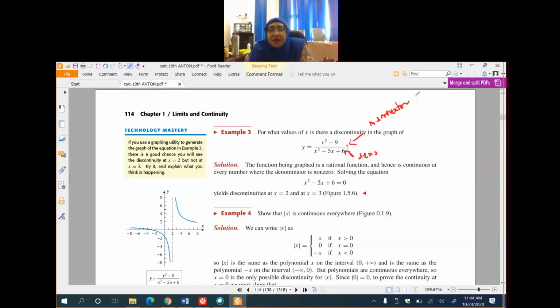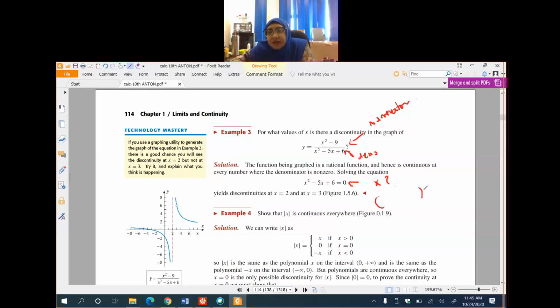the denominator, our denominator is x squared minus 5x plus 6. Are there any points that make the denominator equal to 0? Is there any x that makes x squared minus 5x plus 6 equal to 0? If you try to find the x here, you can use your calculator, or maybe you can just factorize.